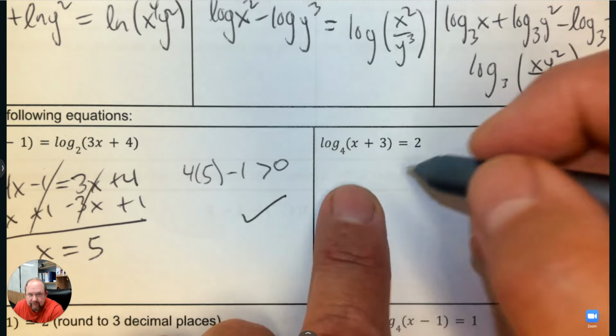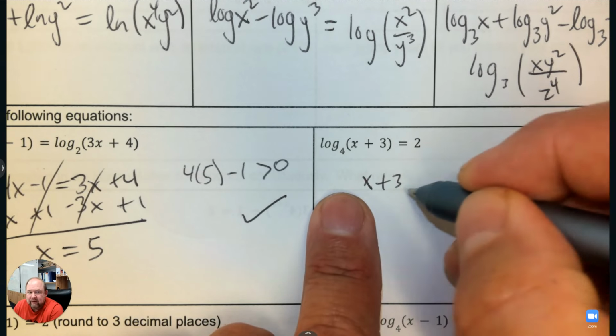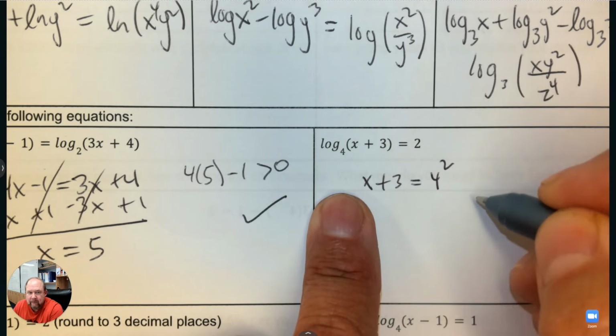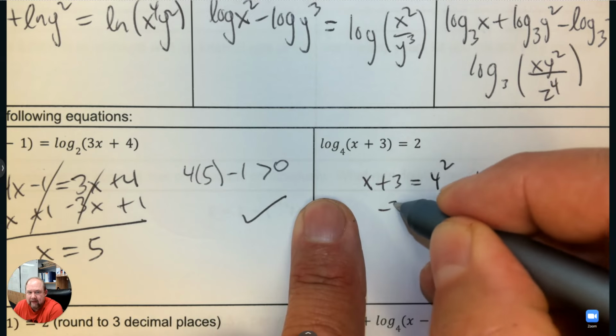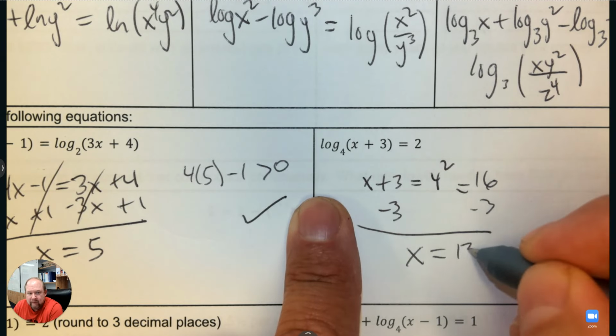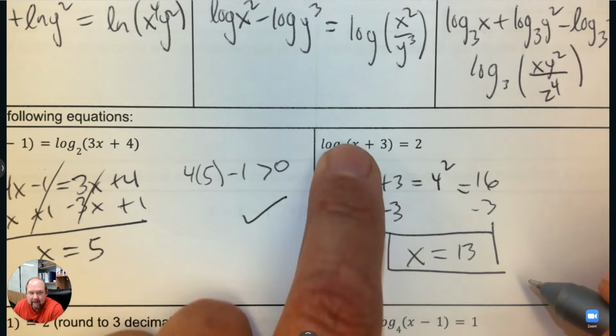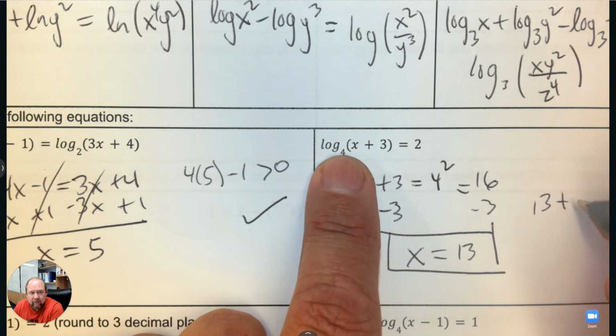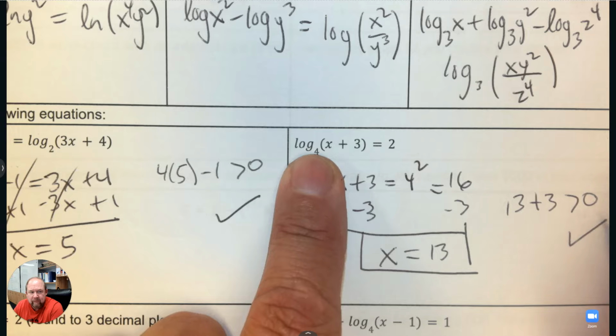Here, to solve this, the answer is x plus 3, the base in the exponent. 4 squared is 16, subtract 3. And then 16 take away 3, and you have your answer. And then again, to test to make sure, 13 plus 3 has to be greater than 0, which it is.